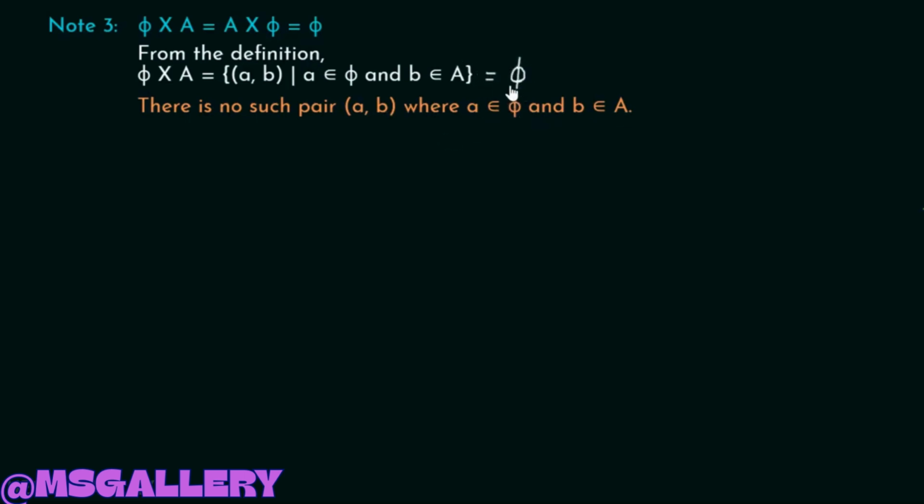It is not possible, right? There is no such pair (a, b) where a belongs to phi and b belongs to A. Therefore, phi cross A must be equal to phi. Similarly, we can say that A cross phi is also equal to phi with the same reasoning. Here in this case, small b belongs to phi. And we know that there is no such small b or element that can be a member of phi. Thus, we can say that A cross phi is also equal to phi. Therefore, it is clear that phi cross A is equal to A cross phi, which is eventually equal to phi, right? So this is all about Cartesian product.